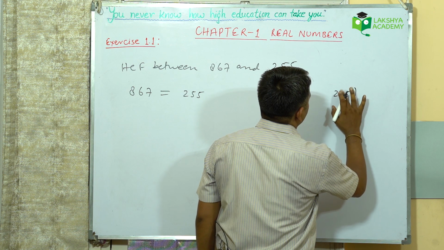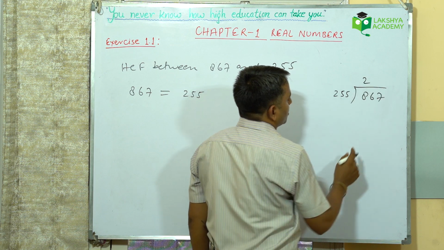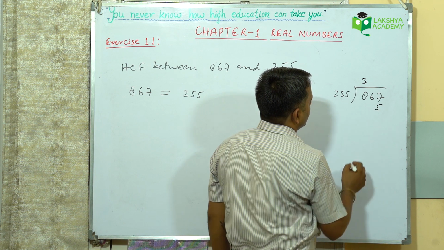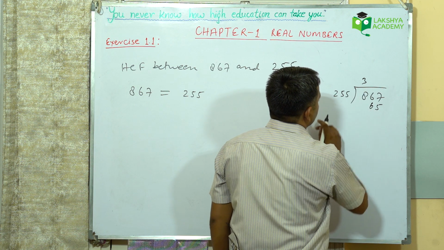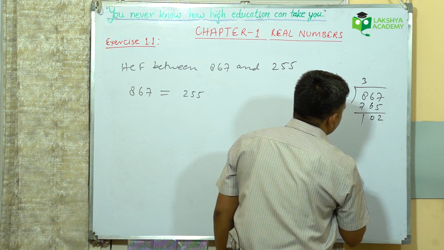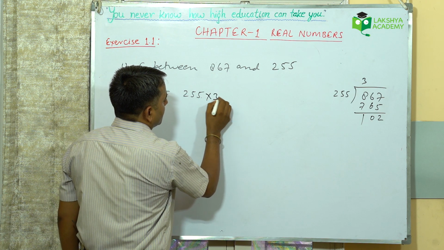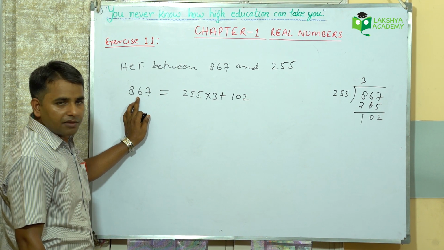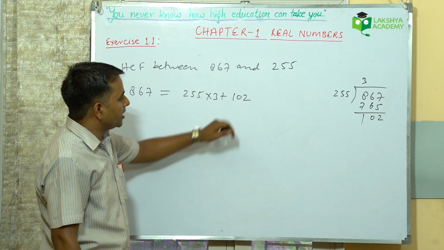255, 867. This will go 2 times or 3 times. So 3 5s are 15, 3 5s are 15 plus 1, 16, 3 2s are 6 plus 1, 7. 102 is the remainder. So now we can write it down, into 3 plus 102. Here the dividend is 867, divisor is 255, quotient is 3 and remainder is 102.